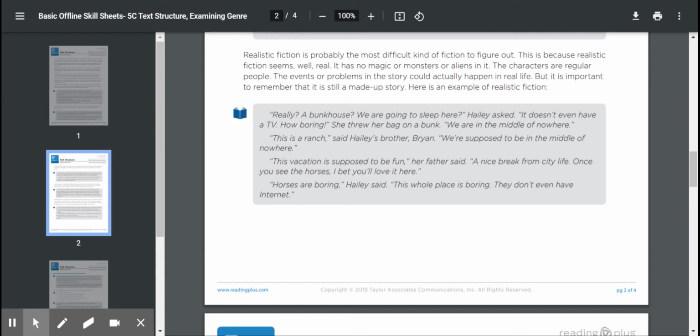"Really? A bunkhouse? We're going to sleep here?" Haley asked. "It doesn't even have a TV. How boring." She threw her bag on the bunk. "We are in the middle of nowhere." "This is a ranch," said Haley's brother Brian. "We're supposed to be in the middle of nowhere." "This vacation is supposed to be fun," her father said. "A nice break from city life. Once you see the horses, I bet you'll love it here." "Horses are boring," Haley said. "The whole place is boring. They don't even have internet."